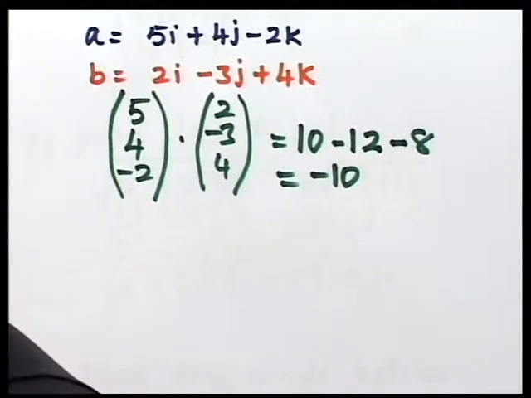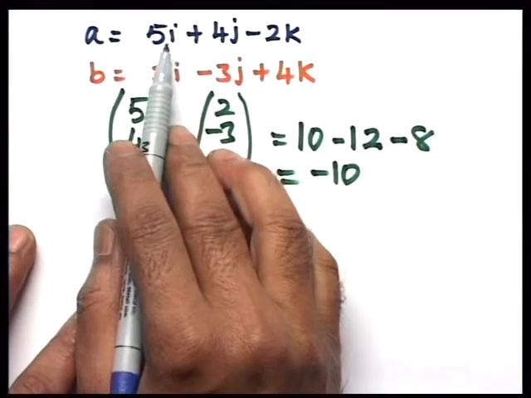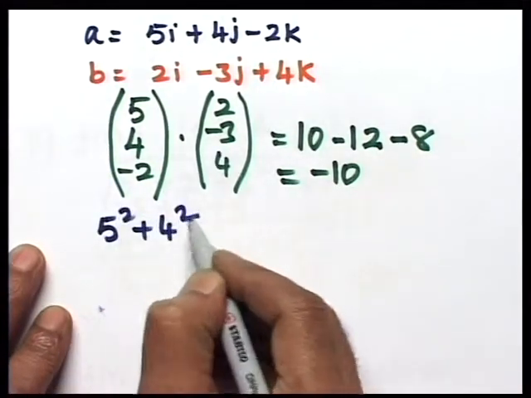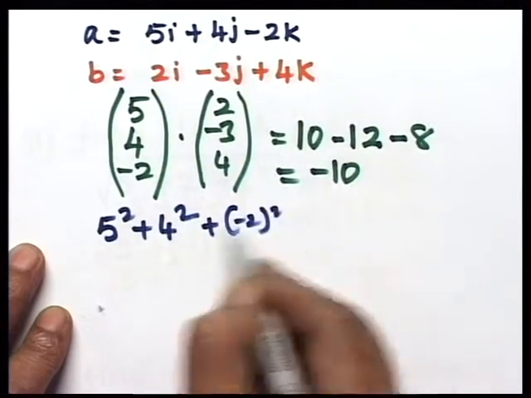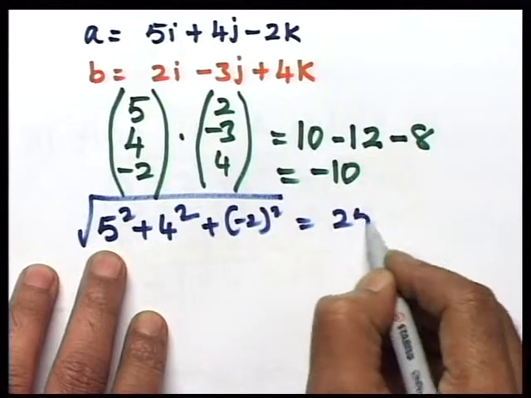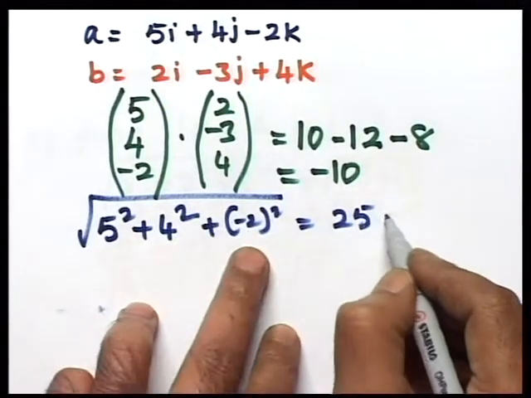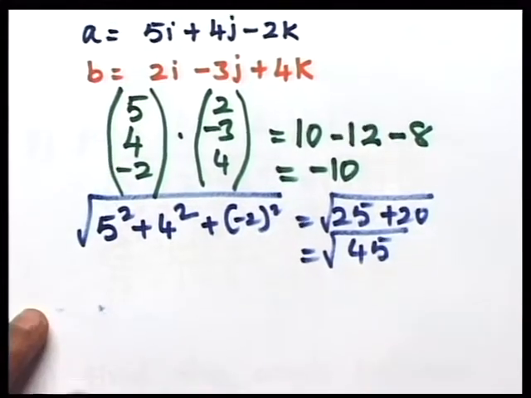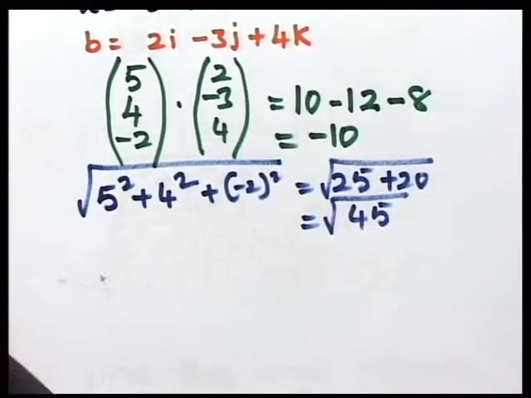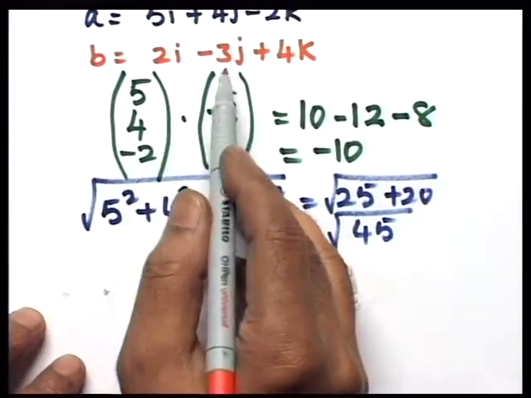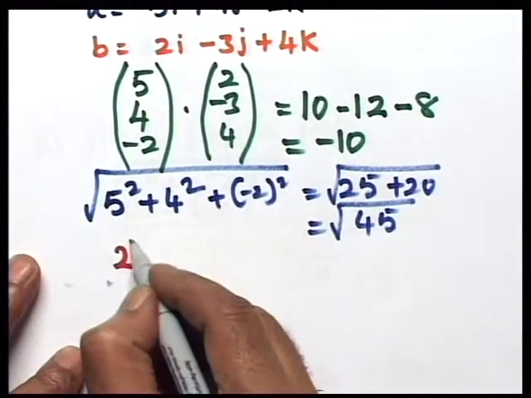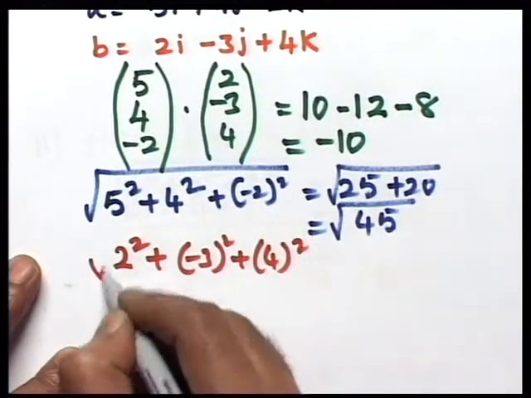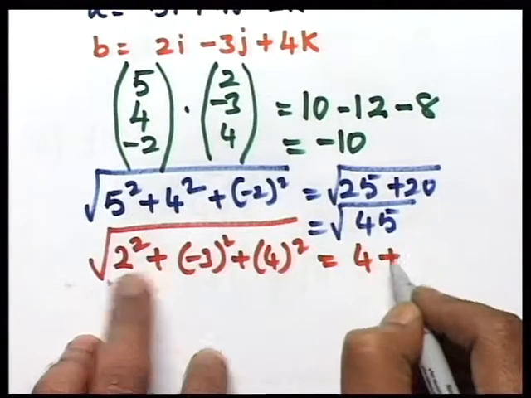We need modulus of a and modulus of b. So modulus is squaring them, Pythagoras, please. So that's 5 squared plus 4 squared plus minus 2 squared, under the root. That's 25 plus 16 plus 4, 45. So we have root 45. We can leave it like that because we use the calculator in the end. Modulus of b, which is 2, minus 3, 4. So that's 2 squared plus minus 3 squared. You have to show the steps in the exam, please. Under the root, and that's 4 plus 9 plus 16.